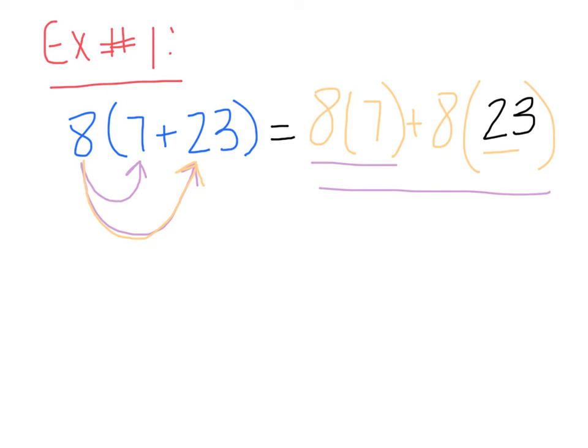So we're just breaking it apart. So now instead of doing the 7 plus 23 and then multiplying that by 8 like we would if we were doing order of operations, now we would do 8 times 7, 8 times 23, and then add those two answers together.